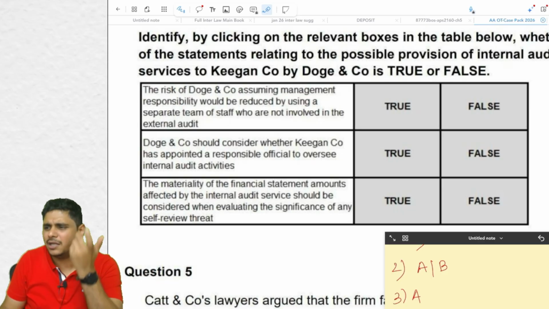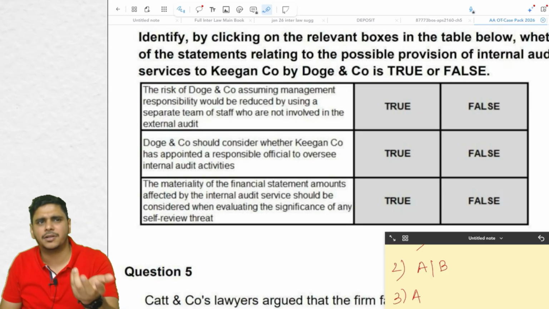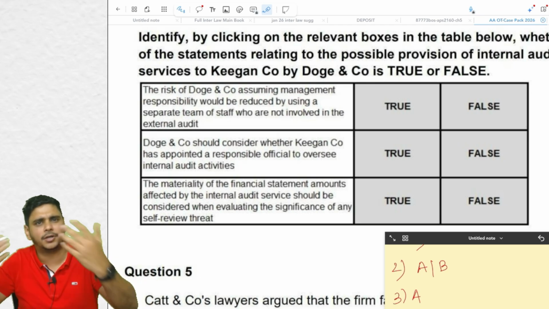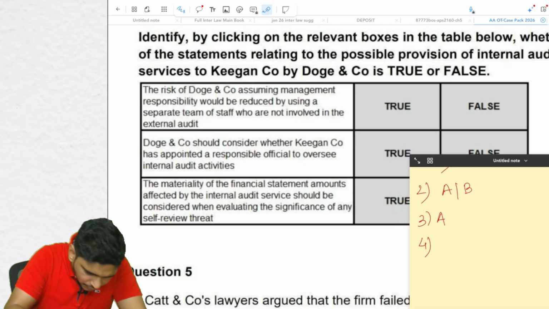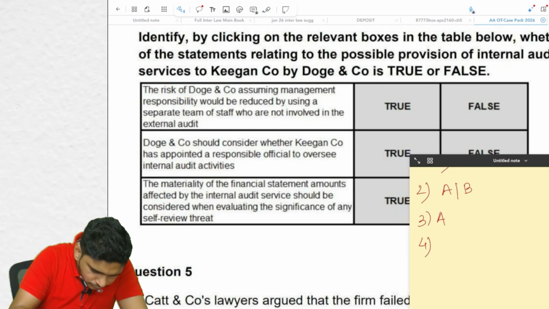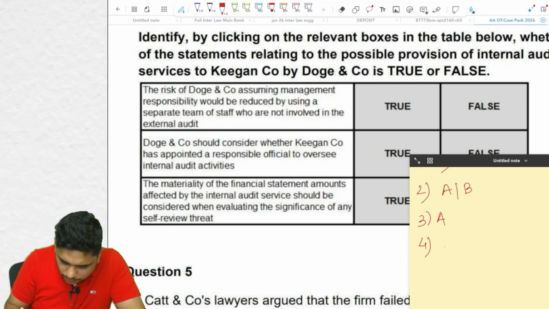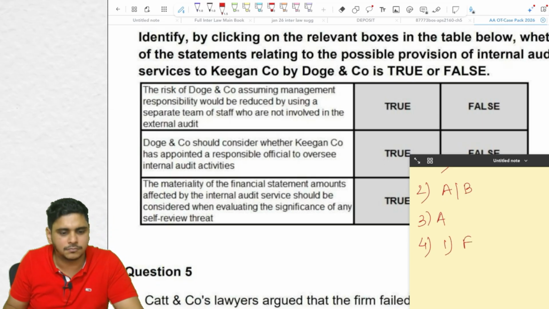Sir, the management risk in the entity can never be reduced, even if you appoint a CA firm, an audit firm or an internal audit firm. The risk is the same only. It cannot be reduced. So the first one I would say is false.